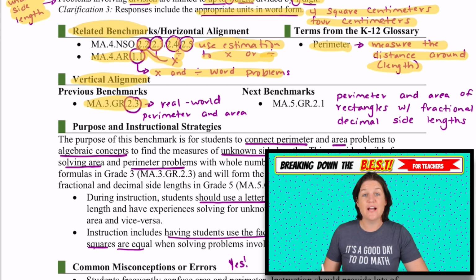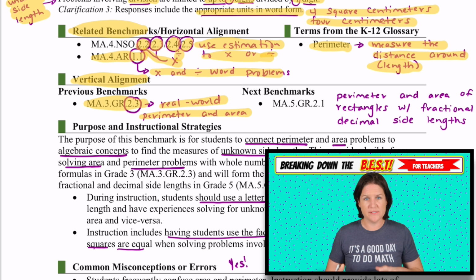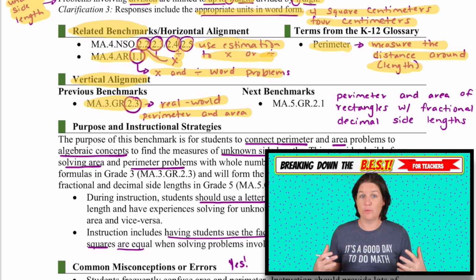Well, we've got 3.GR.2.3. This is a real-world perimeter and area problem. It's a more basic version of what is going on here. We are definitely taking it up a notch in 4th grade. We're increasing the value of the side lengths.